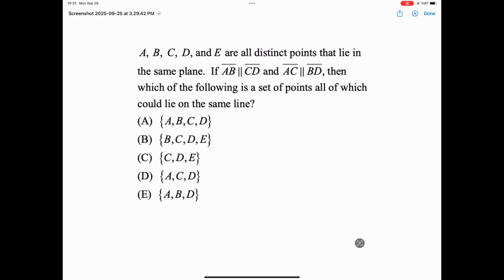So A, B, C, D, E, all distinct points lie in the same plane. AB and CD are parallel to each other, and AC and BD, then which of the following is a set of points, all of which could lie on the same line? So look at these multiple choices. It seems that if we draw a line, A, B, C, and D could be on the same straight line, but maybe it is not that possible.